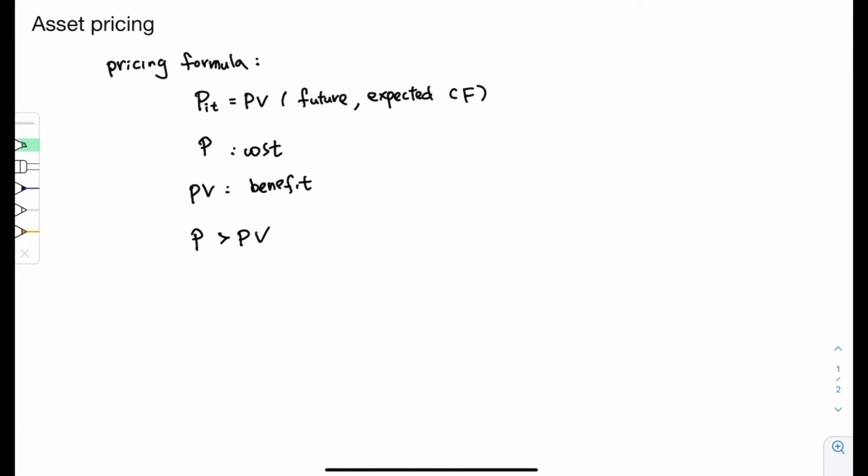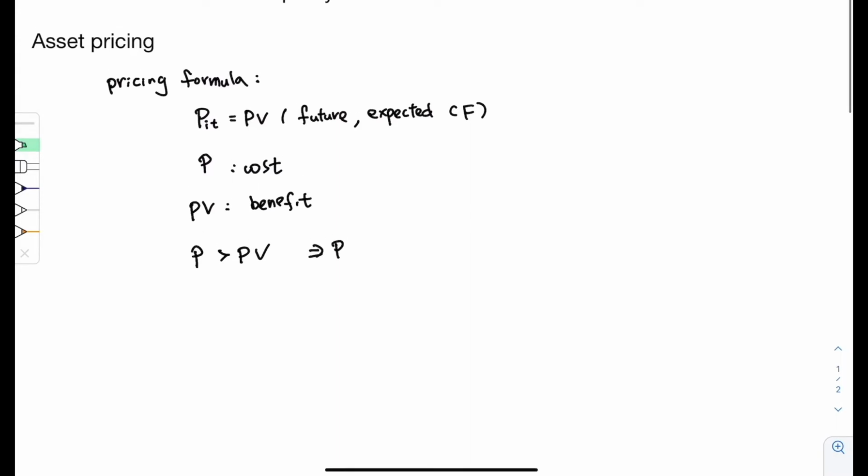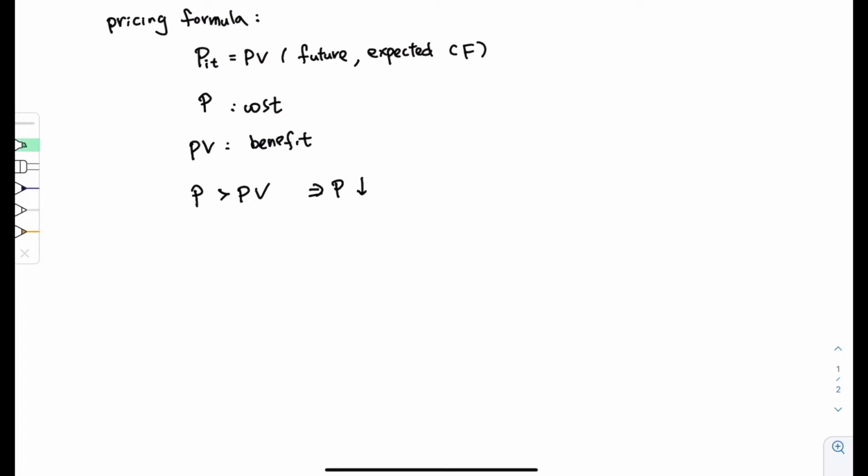And that's the benefit for holding the assets. So if the price is greater than the present value of holding the assets, then we say, well, that's way too expensive. I don't want it, because the cost for holding it is greater than the benefits that we are going to get. So we say, no, I'm not going to buy it. So then the price should fall. We say, well, okay, no one wants to buy it, so I make the price lower. And then the price keeps falling until the fall will stop.